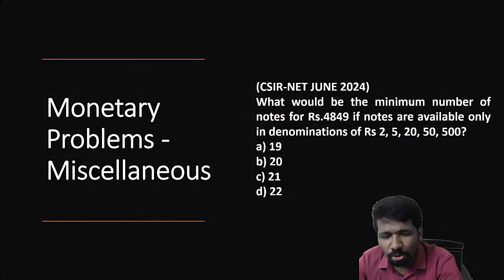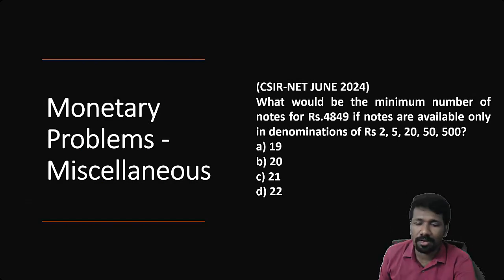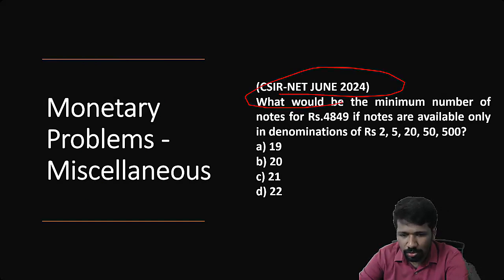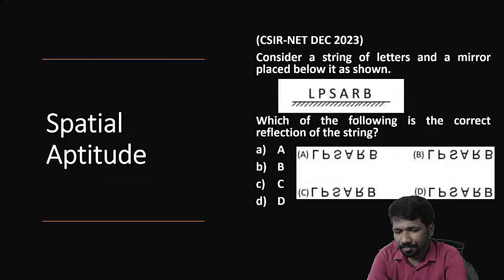Then miscellaneous monetary problem questions भी पूछ सकता है. मतलब इसमें percentage या simple interest, compound interest, profit loss discount कुछ भी नहीं है. Random money related question. For example, ये जून 2024 वाला question. 2, 5, 20, 50, 500 रुपी नोट यूज करके कैसे 4849 रुपीस बना सकता है.